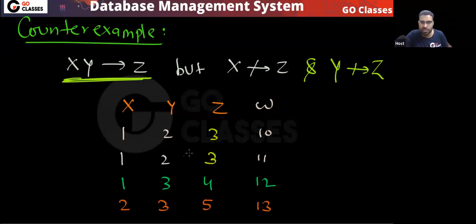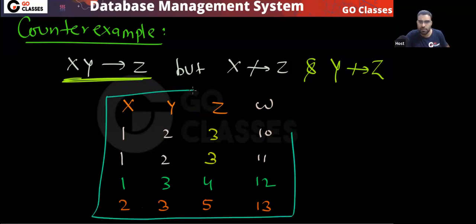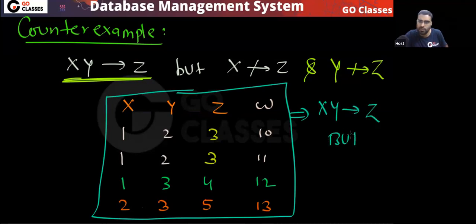Now, overall, you can easily see from this. Look at this and tell me what is happening. In this, you can easily see that XY determines Z. But you can see X does not determine Z and Y does not determine Z. Is this clear? So like this, you can create the counter example.